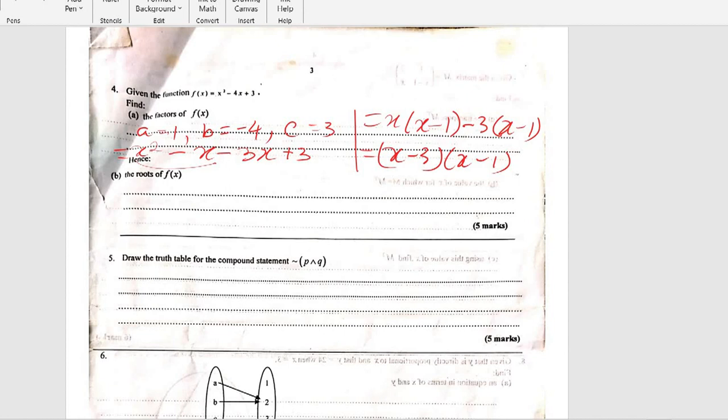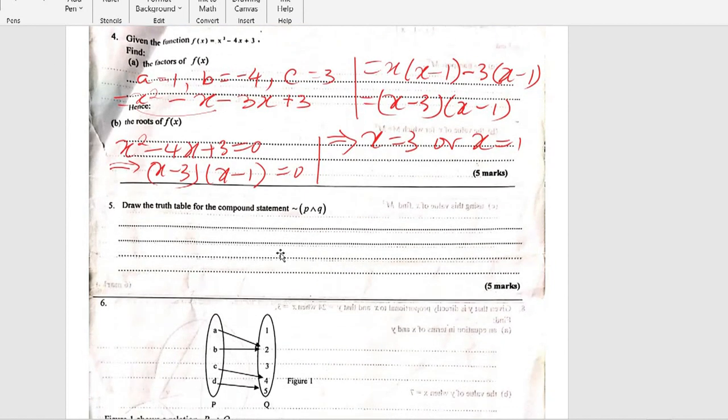Now these are the roots of f of x. Okay, the roots means there should be an equation. So if you have x squared minus 4x plus 3 equal to 0, it implies, if I factorize, x minus 3 into x minus 1 equal to 0, which implies x equal to 3 or x equal to 1. Those are the roots of the quadratic equation.